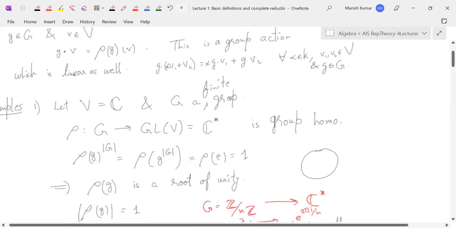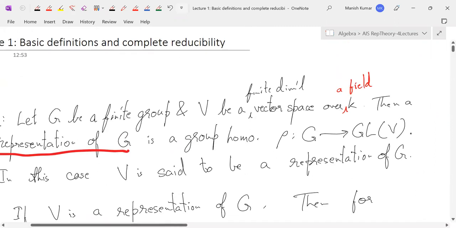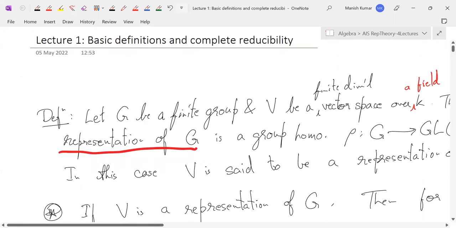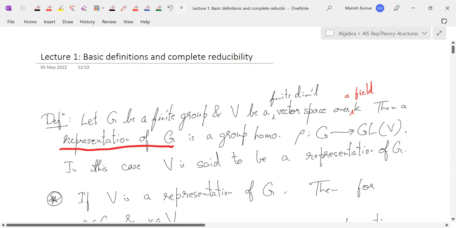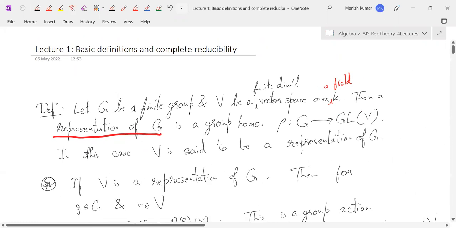Sir, how to represent infinite groups? Any idea from here? So the definition I gave you, rho from G to GL(V) being a homomorphism, works even for infinite groups, but of course some of the properties may not work. For instance, complete reducibility may not work. So people study representations of infinite groups as well, but this study is slightly more complicated.